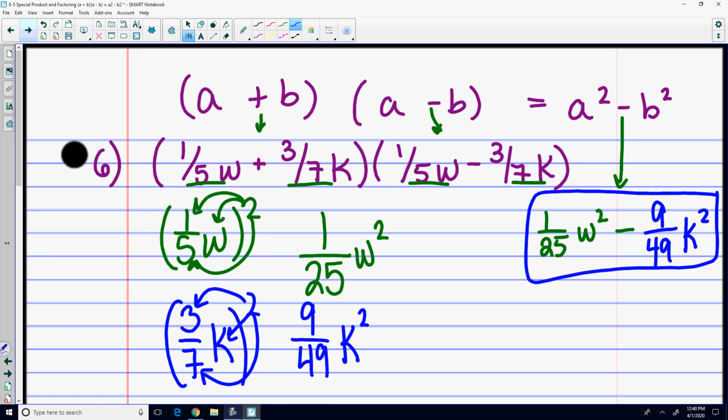Let me know if you have any questions regarding any of this. Hopefully you like this. And again, one more time, if you get confused and you see that there are 2 binomials and you just need to multiply them, totally use FOIL or the box method.